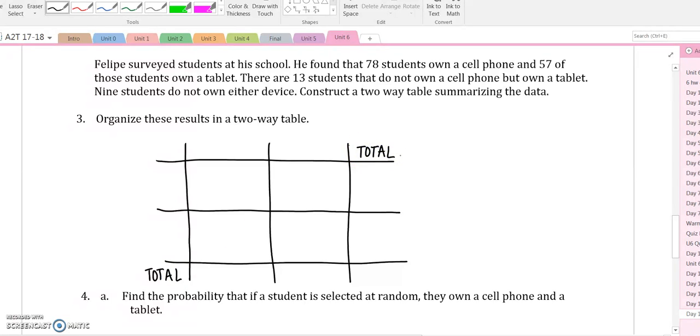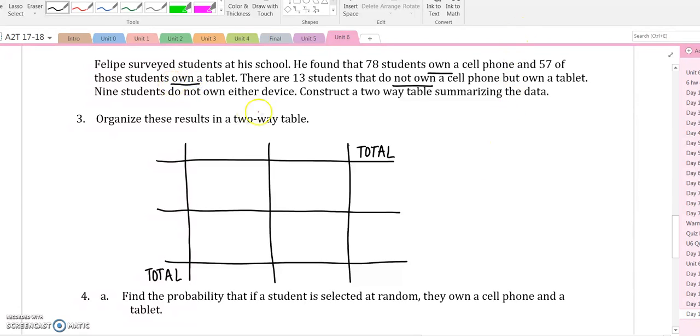So here, for example, Philippe surveyed students at his school. He found that 78 students own a cell phone and 57 of those students own a tablet. So I can sense 2 categories forming, cell phones versus tablets. And especially later where it says there are 13 students that do not own a cell phone. That means we need to set a row or a column for owning a cell phone and for not owning a cell phone. And it looks like the same kind of thing for tablet.